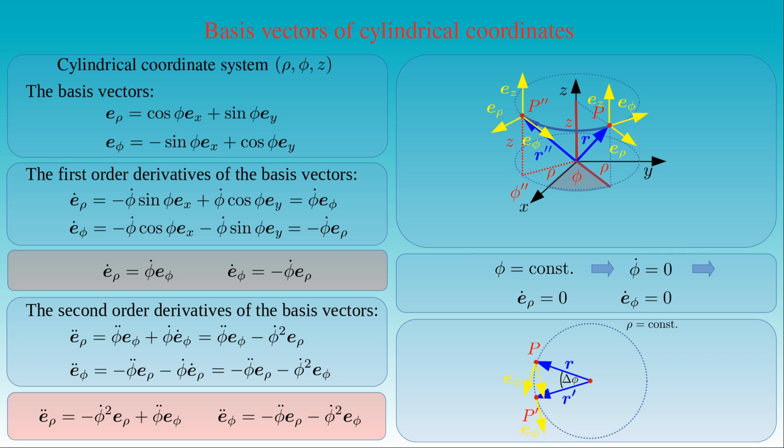We take the difference of the transported basis vector and the original one, which is labeled by e phi dot. This difference vector can be transported to the circle between the points P and P', and we can take the limit as angle delta phi approaches 0. In this limit, the difference vector will point in the same direction as the position vector does.